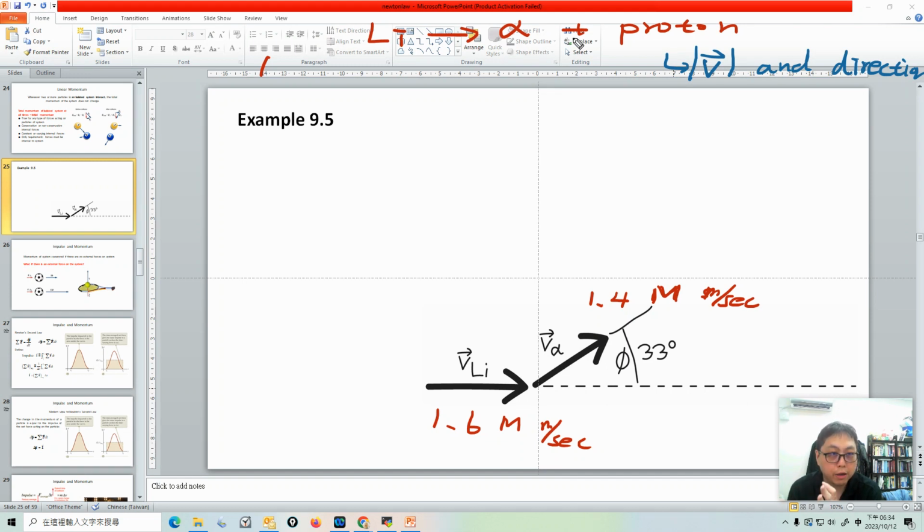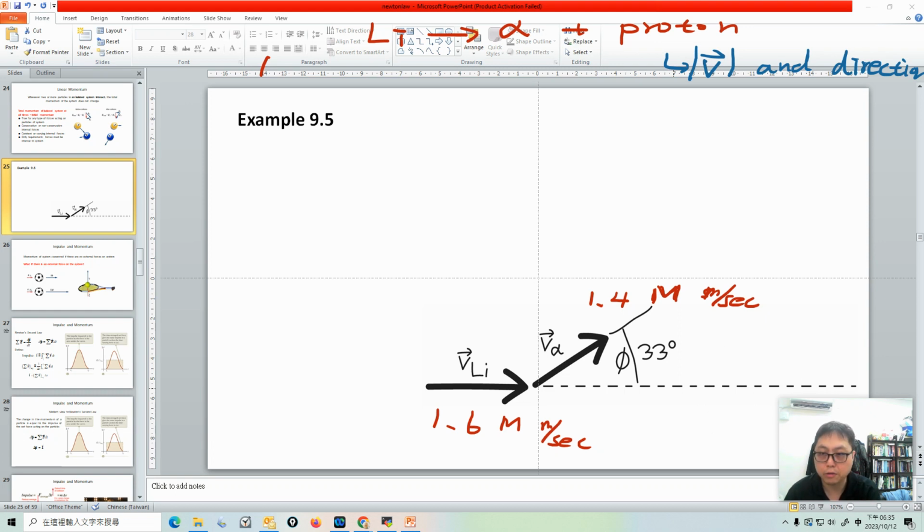Even if we don't know the interaction, we still can calculate the final velocity and direction of the proton, because the whole system is isolated. There are no external interactions, so the system is isolated, and in such a case your linear momentum is always conserved. This problem is a two-dimensional problem, and momentum is a vector, so we need to do it component by component, the x component and the y component.